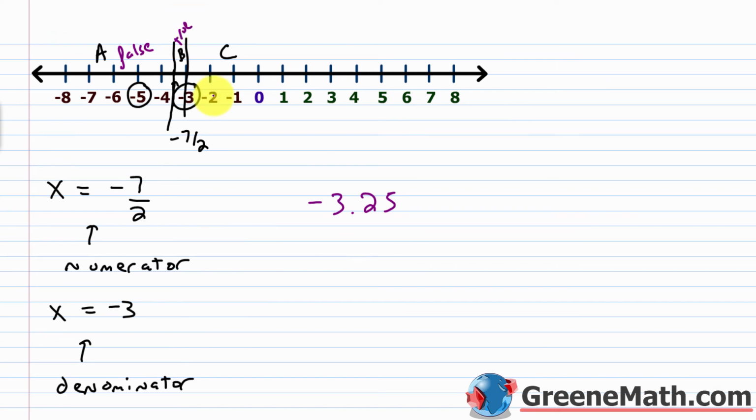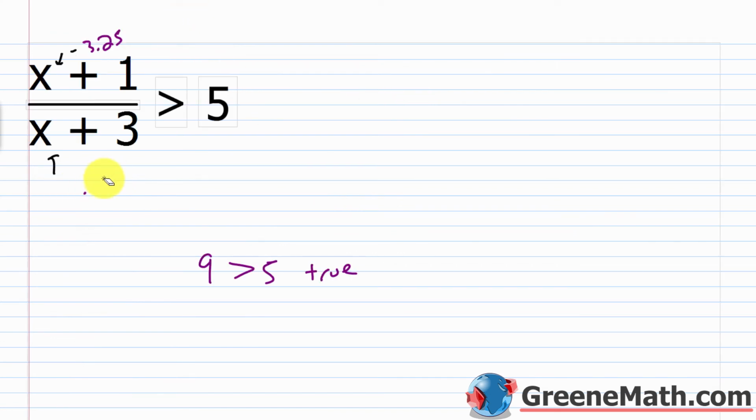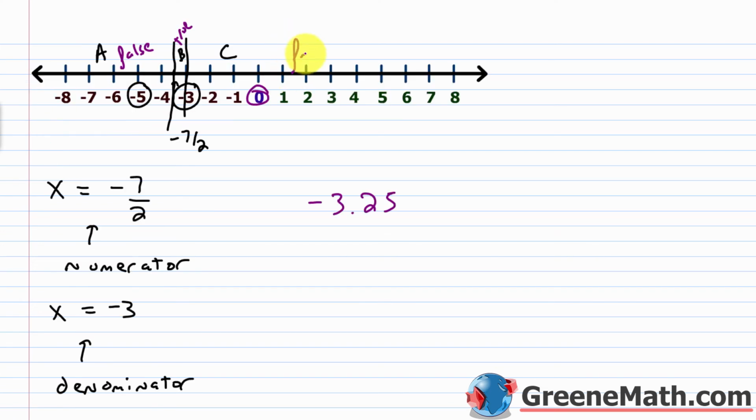Then for region C, let's just pick 0. If I plugged in a 0 for x, what would I get? So 0 there and a 0 there. Essentially, these are gone. You'd have 1/3, right? You have 1/3, which is not greater than 5, so that's false. So this is going to be false. And so we're ready to give our solution.